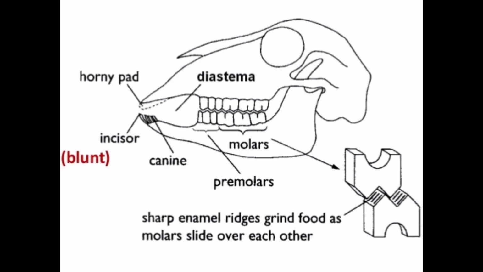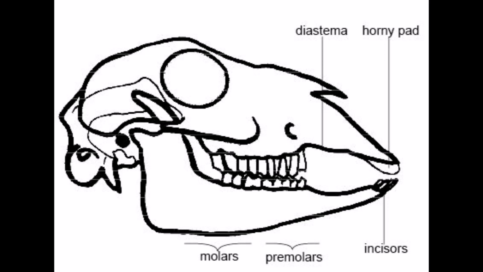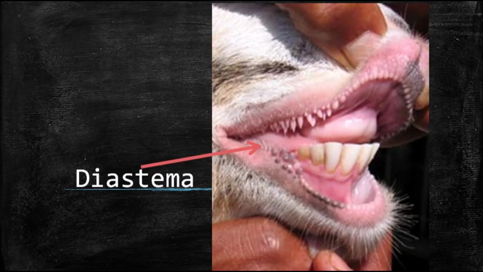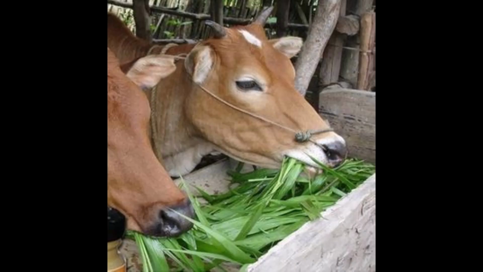Herbivores have teeth that are adapted to eating grass, leaves, or twigs. Most herbivores have incisors, premolars, and molars. The premolars and molars are almost the same in size and shape. However, some herbivores have a toothless gap in between the incisors and premolars. This gap is called diastema. It allows the tongue to grasp, mix, and roll the food.